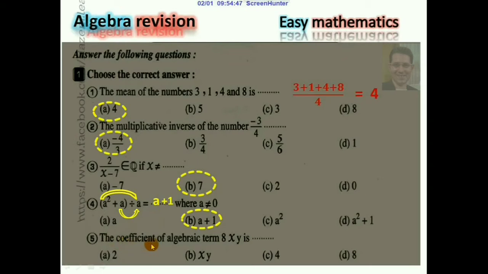As the last, the coefficient of the algebraic term 8xy is what? When he asks me to find the coefficient of any algebraic term, we just take the number beside the symbol. It means it will be 8, letter D.